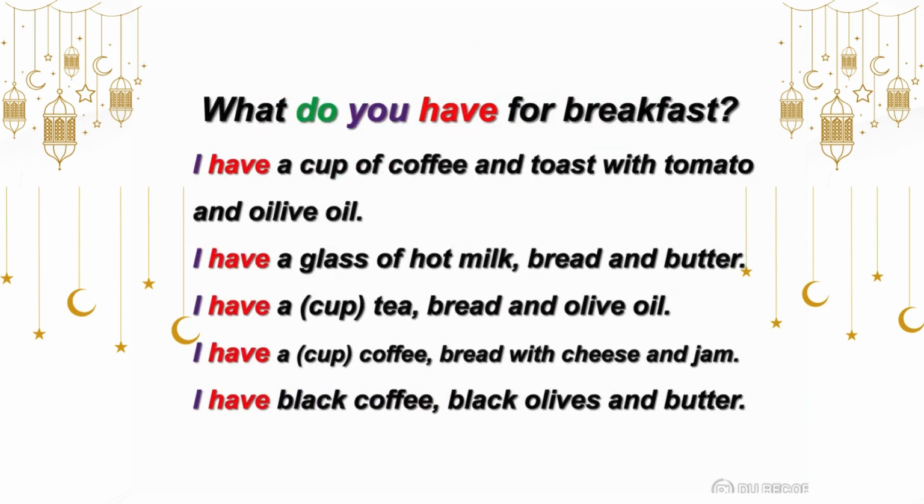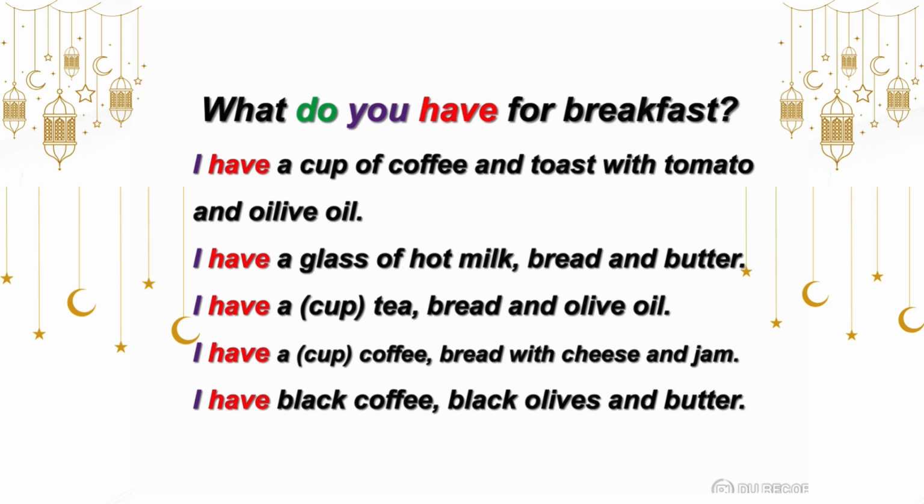So the first question we have with the verb to have is, what do you have for breakfast? Let's see what is the WH word. We have do the auxiliary, we have you subject, and we have the verb have, and for breakfast the complement. So this is the rule. What do you have for breakfast? So the answer, we have possible answers. I have a cup of coffee and toast with tomato and olive. So this is not olive. So we don't have I after O. So there is no I, so it's a printing mistake, and olive oil.